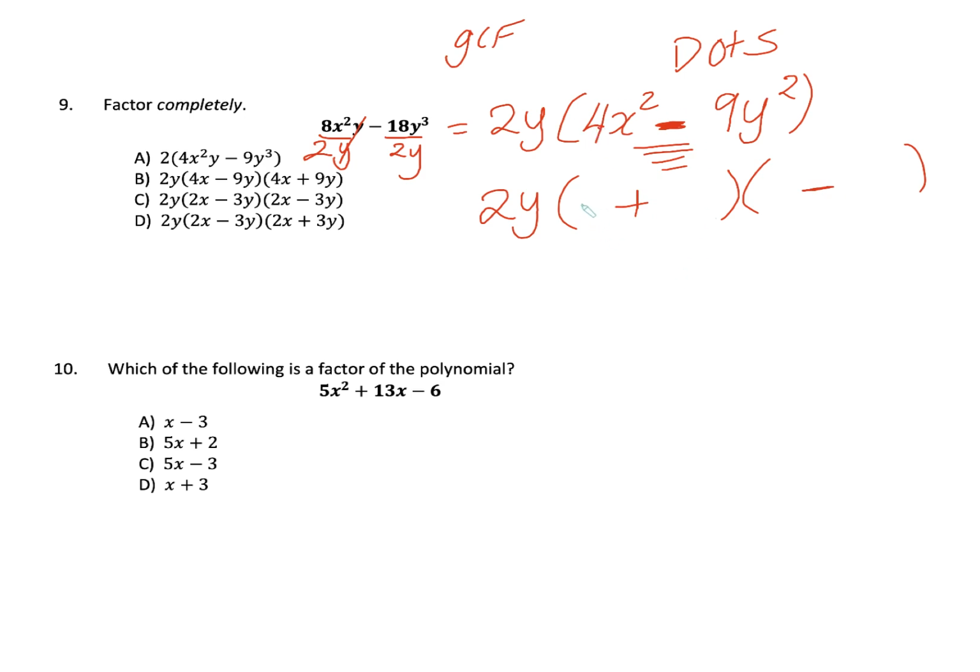4, how would we get 4? That would be 2 times 2. How would you get x squared? X times x. How do you get 9? 3 times 3. And the y squared, y times y. So we're looking for this. So we're looking for a 2x. Okay, so my answer is D.